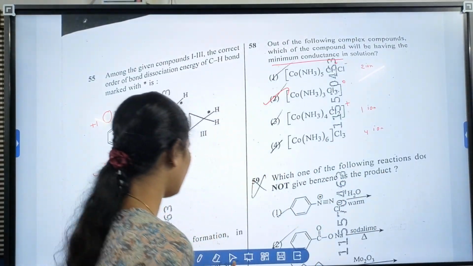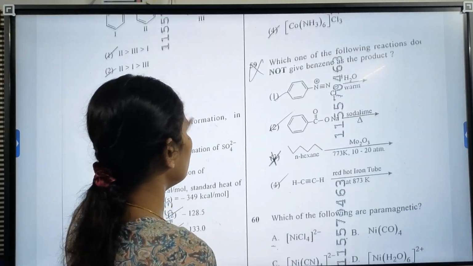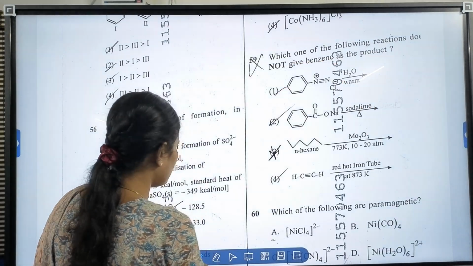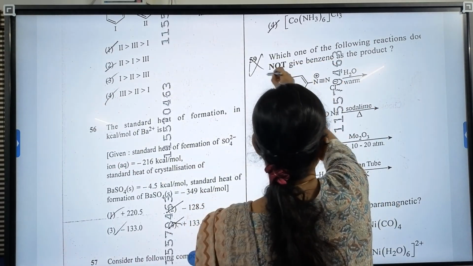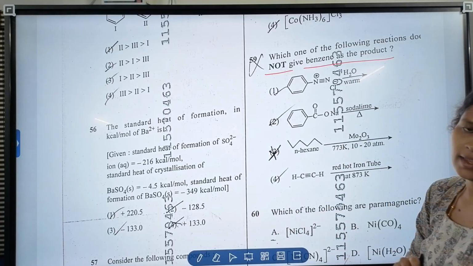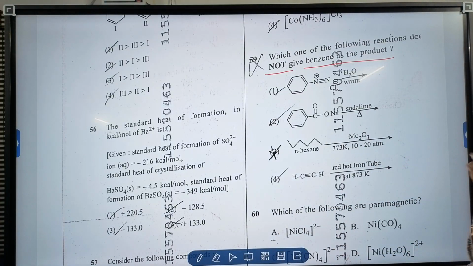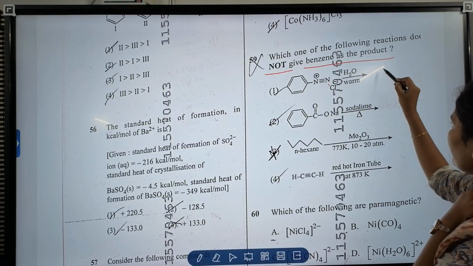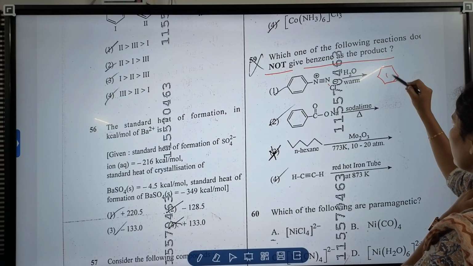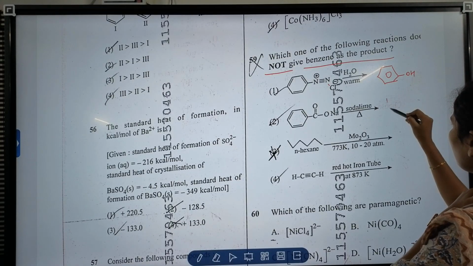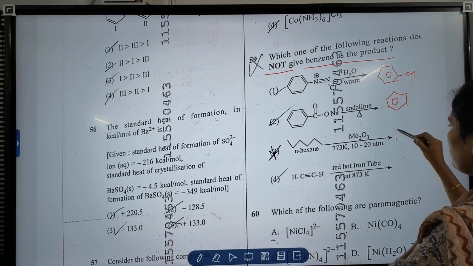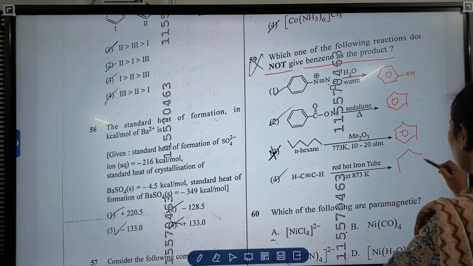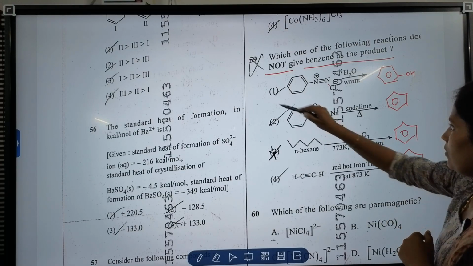Yes, okay. The next one is also a direct one from the diazonium salt, amines chapter: which is not a reaction to give benzene as a product. First one, when the diazonium chloride is treated with water, we will get phenol, not benzene. But in the other cases, with soda lime we will get benzene, n-hexane aromatization will give benzene, and acetylene in the presence of a red hot iron tube will give benzene. So it's the first option.